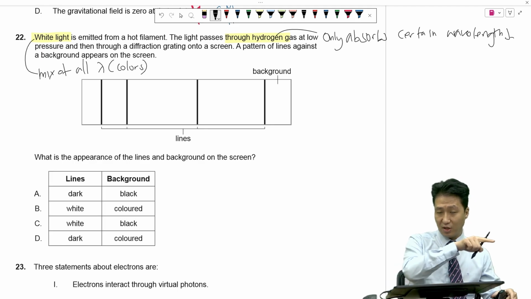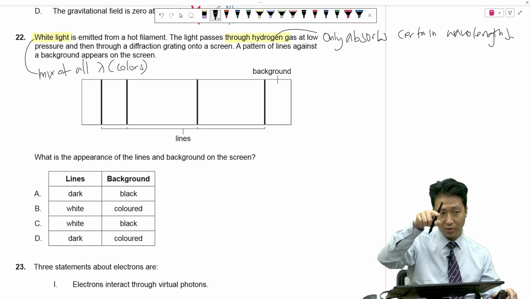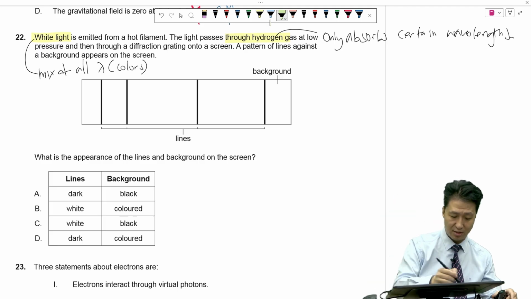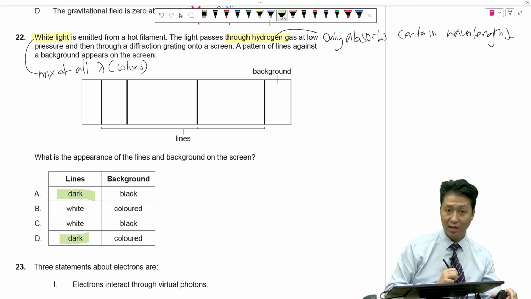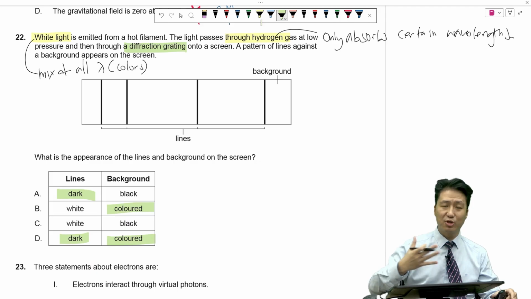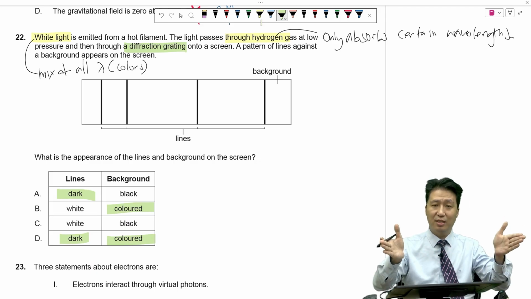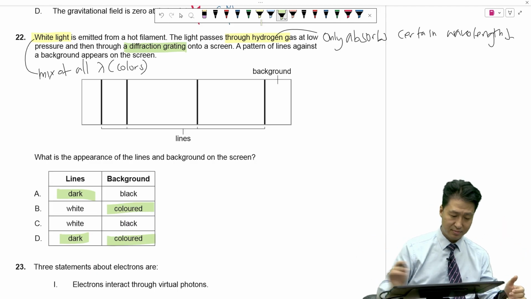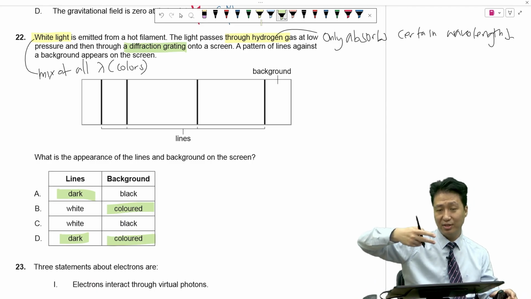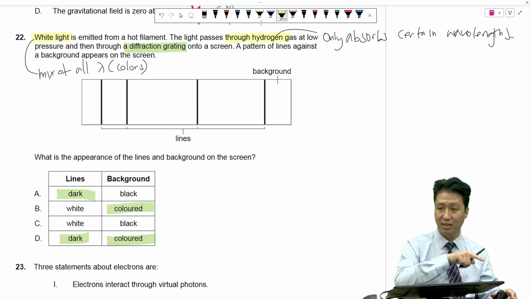So you have all the wavelengths, all the colors, and only certain wavelengths are absorbed. So you have lines where they disappear and they become dark. So lines are dark. And the rest of the background is colored, because the diffraction grating acts like a prism, or similar to a prism. It just separates all the colors so you can see all the different wavelengths in different places. This is incidentally called the absorption spectrum. It is the exact opposite of the emission spectrum. And the emission spectrum has a dark background and colored lines.